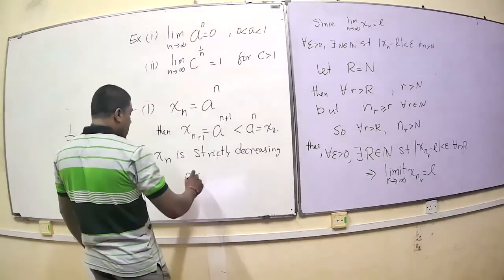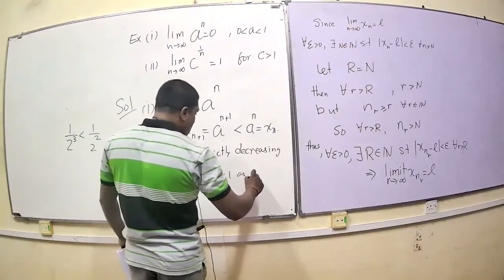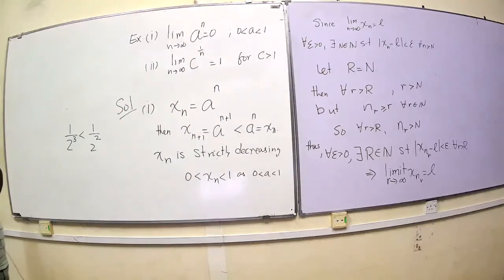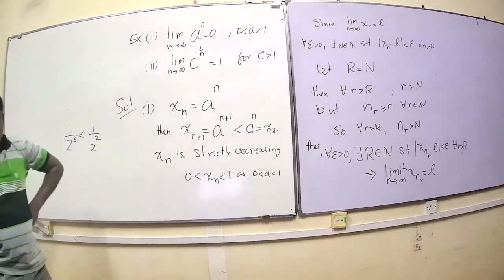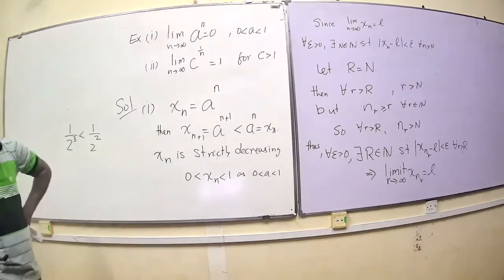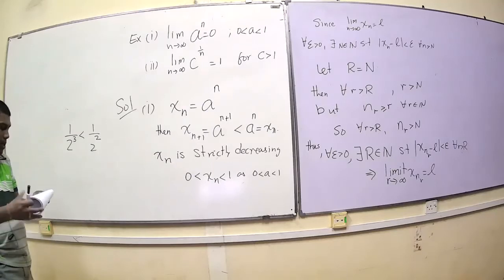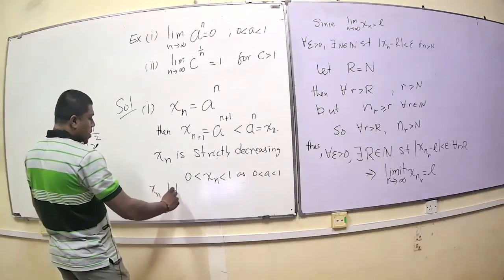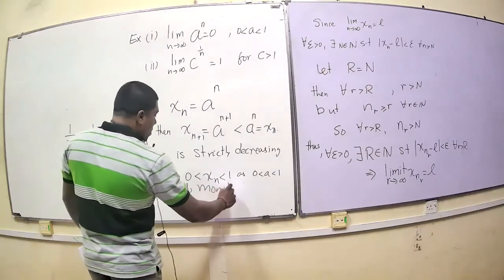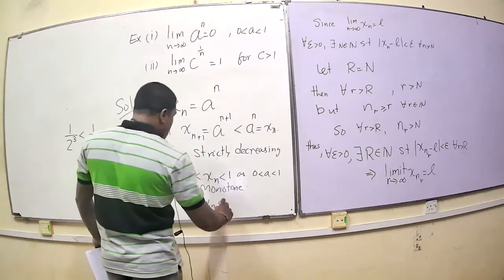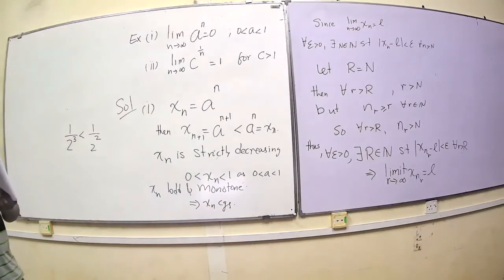At the same time, a is between 0 and 1, so a to the power n will also be between 0 and 1. Half to the power of anything is always less than 1, and at the same time always greater than 0. So this is obvious. Clearly x_n is bounded and monotone, so it converges.